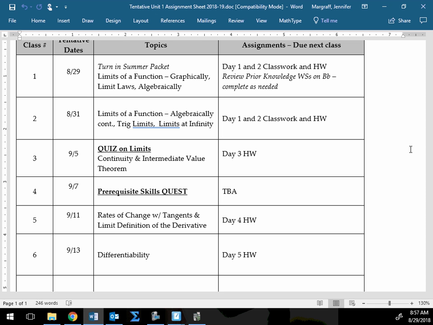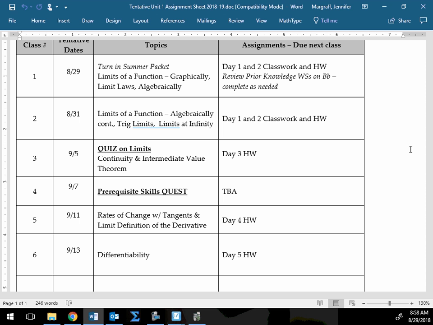Now we do have a little bit of new when we get to differentiability, and which class you had, you may or may not have dealt with that. All right, so today and tomorrow we're going to talk about pretty much everything with limits. So looking at it graphically, algebraically, factoring, multiplying by the conjugate, our trig limits, and limits at infinity, or end behavior.